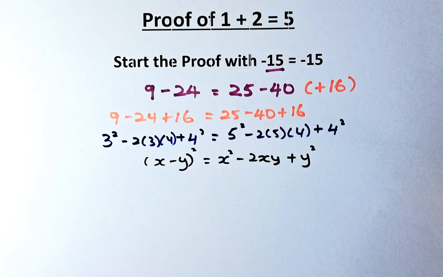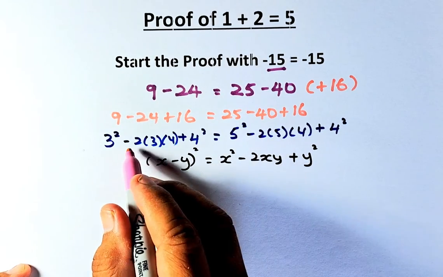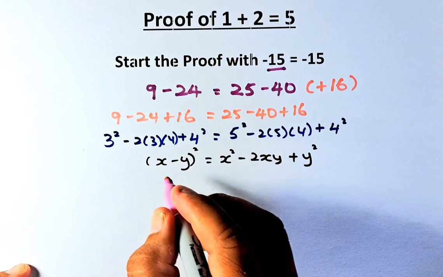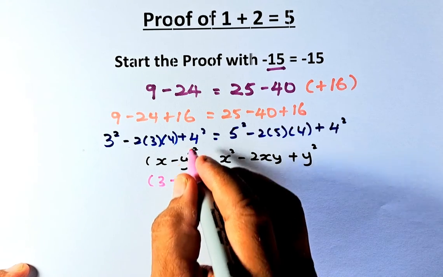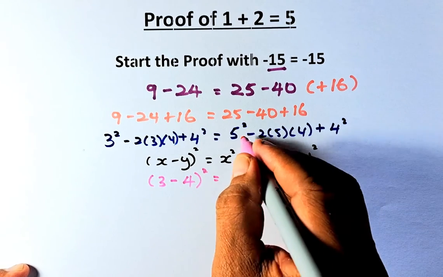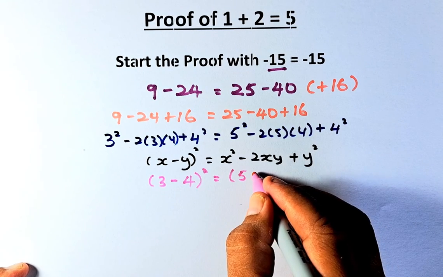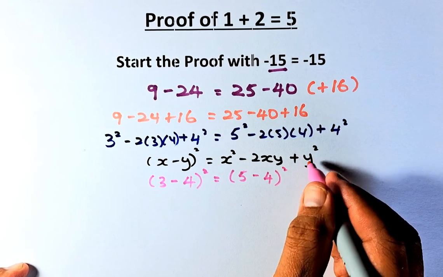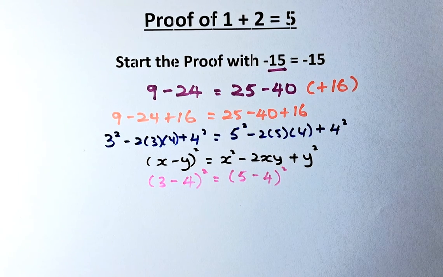On the left hand side, it's going to be straightforward. Your x equals 3 and your y equals 4, because x minus y squared is x squared minus 2xy plus y squared. So your x is going to be 3 and your y is going to be 4, and of course we must have the square there. On the right-hand side, your x is 5 and your y is 4. So that equation has now become 3 minus 4 squared equals 5 minus 4 squared.